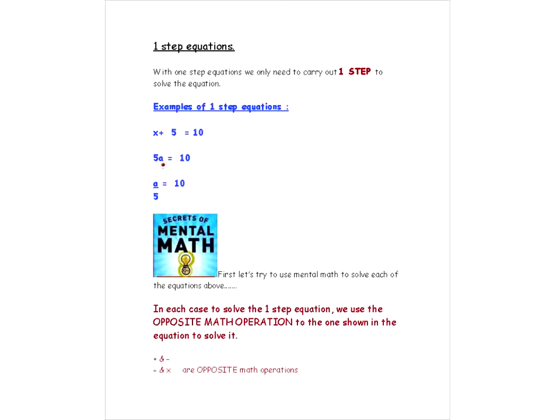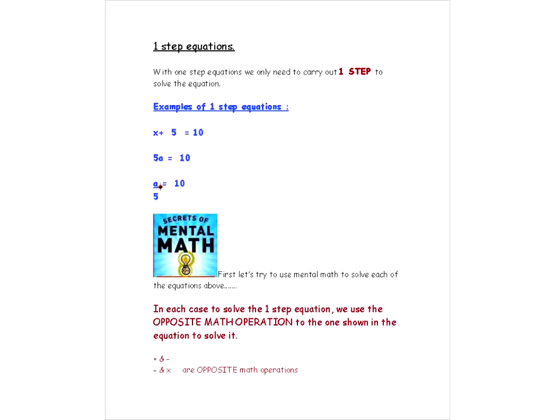Okay, we'll go on to the next one. 5a equals 10. Now, a stands for some number, so 5a means 5 times a, so 5 times some number equals 10. What do you think that number is? What is a? Well, it would be 2, right? 5 times 2 equals 10.